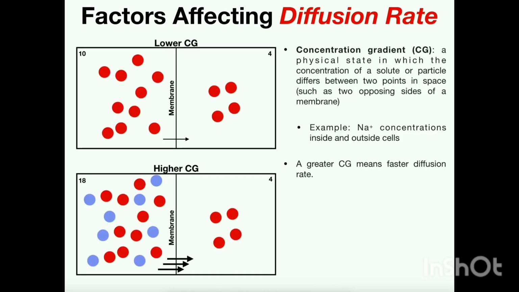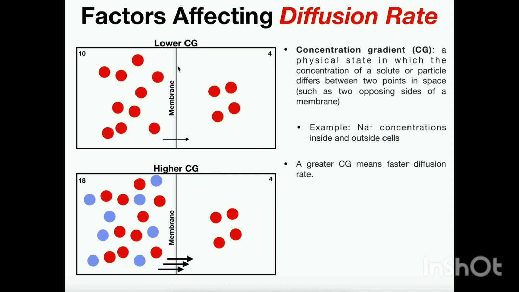Our second one, along with the other two that we're going to see, are all direct relationships, meaning when one thing goes up, the other goes up. So they're associated with the same direction, you could think about it. And the second factor is what's called the concentration gradient. So before we get into how a change in concentration gradient affects the diffusion rate, let's first define what a concentration gradient is. It's a physical state in which the concentration of a solute or particle differs between 2 points in space. And normally when we're talking about 2 points in space, we mean opposing sides of a membrane, such as inside the cell versus outside the cell.